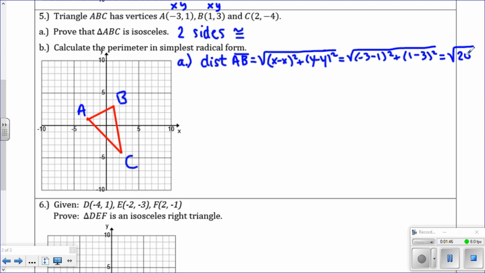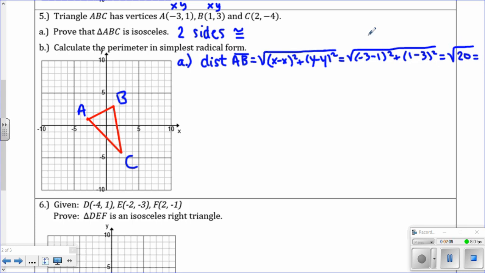Now, you don't want to get a decimal answer because it's usually going to be a decimal that goes on forever, and you don't want to round. So just leave it as a radical. Now, I am going to look ahead for a second because you could leave it as radical 20, but when you look ahead, Part B asks us to calculate the perimeter in simplest radical form, so we might as well just reduce this down now.